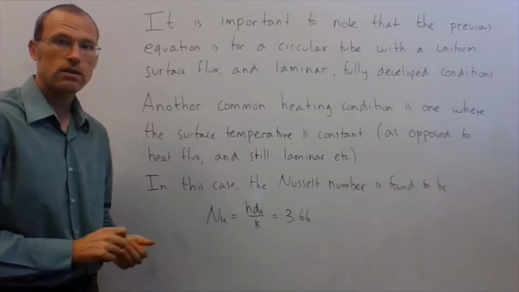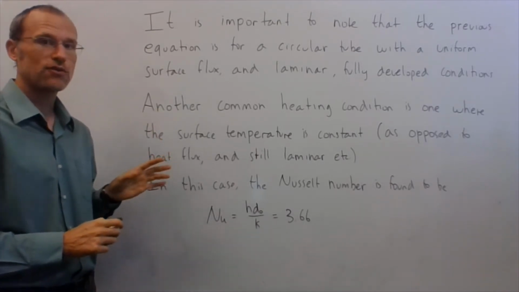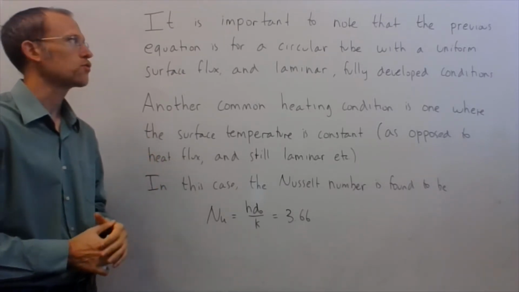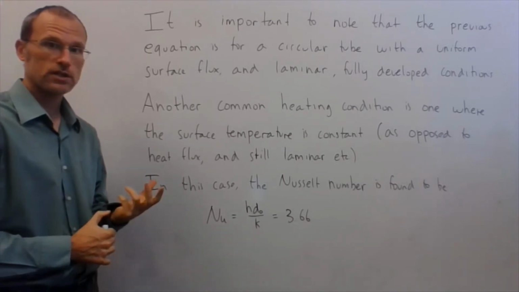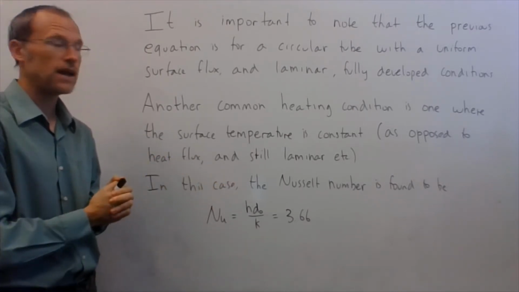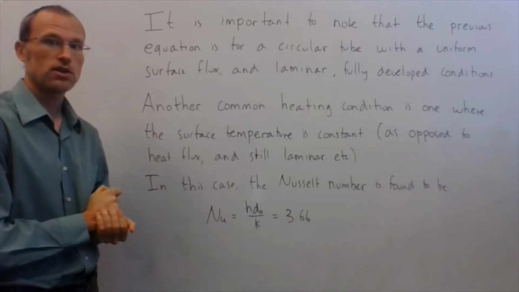So the equation we just had, the Nusselt number equals 4.36. Important to note that's for the very specific conditions that we laid out in the problem. So it's for a circular tube, uniform surface flux, so same Q value coming in at every location, and obviously laminar, fully developed conditions on the inside.